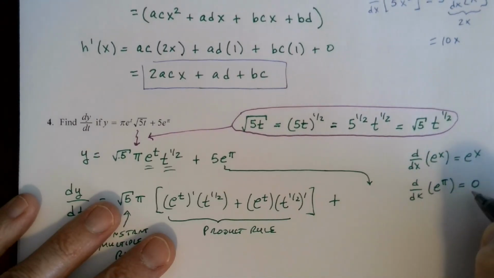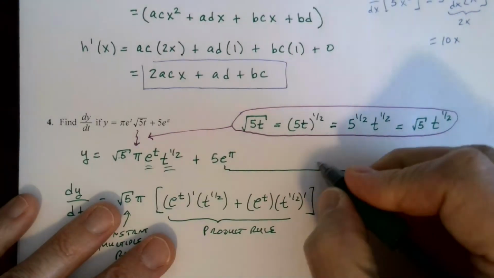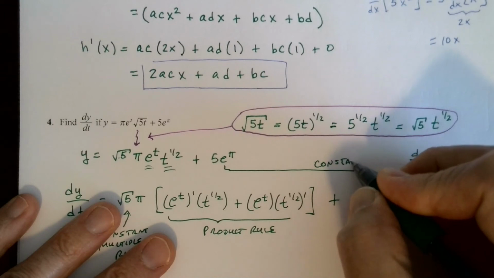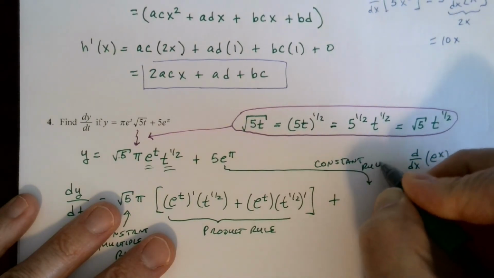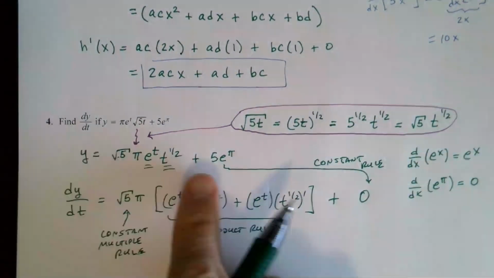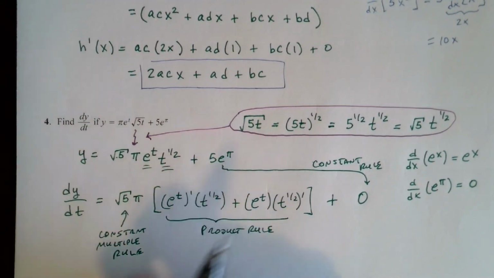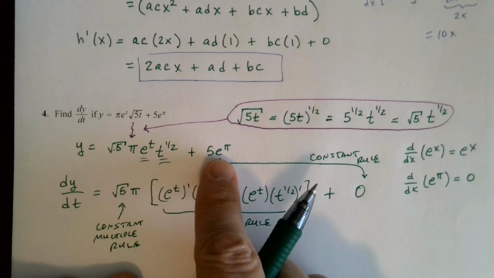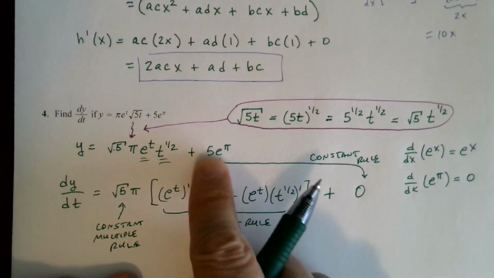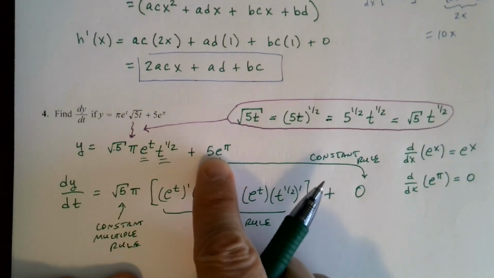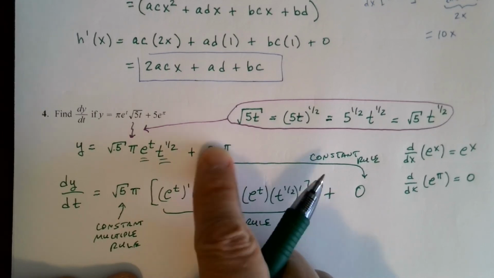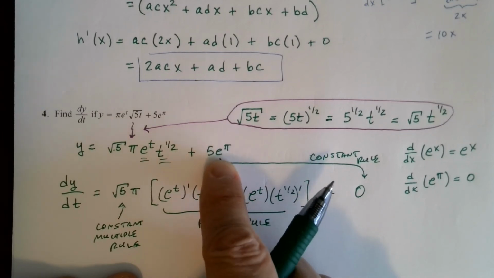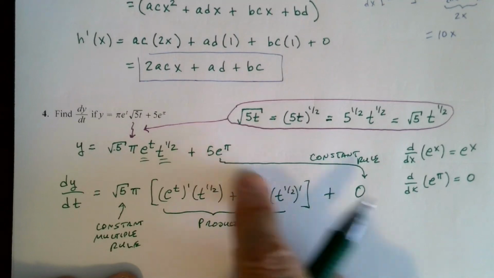This is just a constant rule. The derivative of any constant is what? 0. 5 e to the pi is 0. Now be careful with that. A lot of times it's very tempting, I see people do that all the time. Try and use a rule for a constant. Look and see, is there any variable in the expression at all? If there is not one, then the derivative for that term is going to be 0.